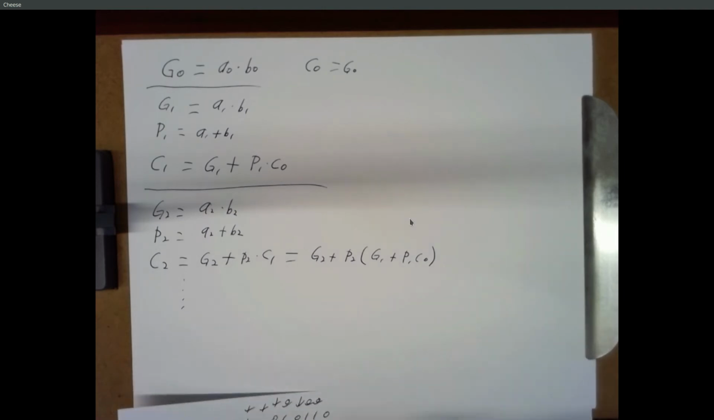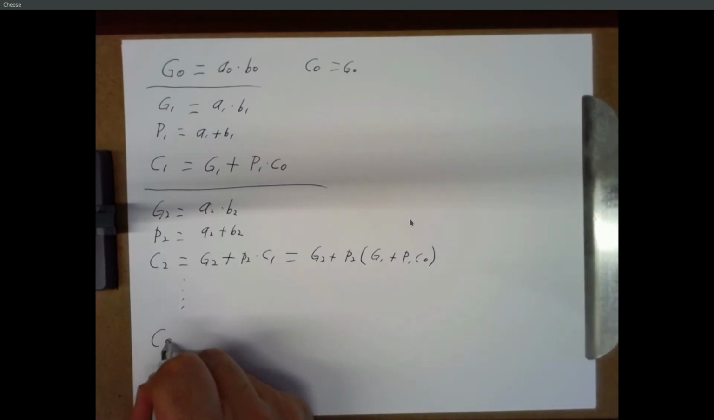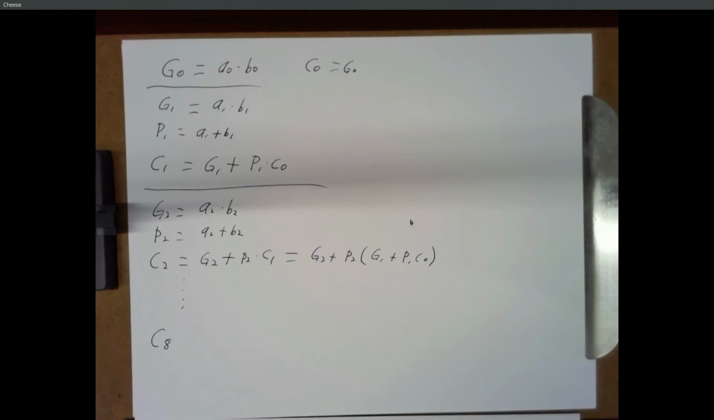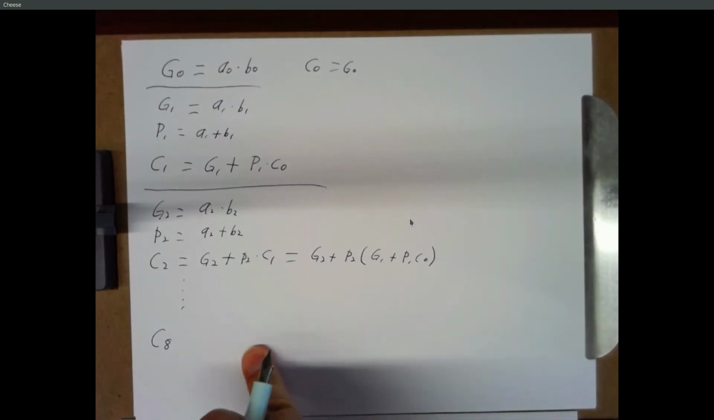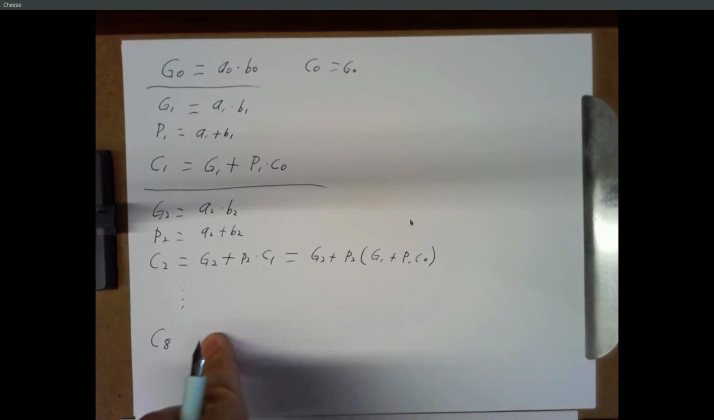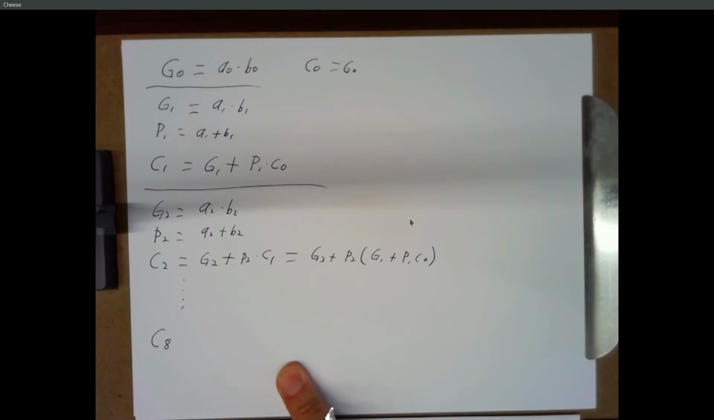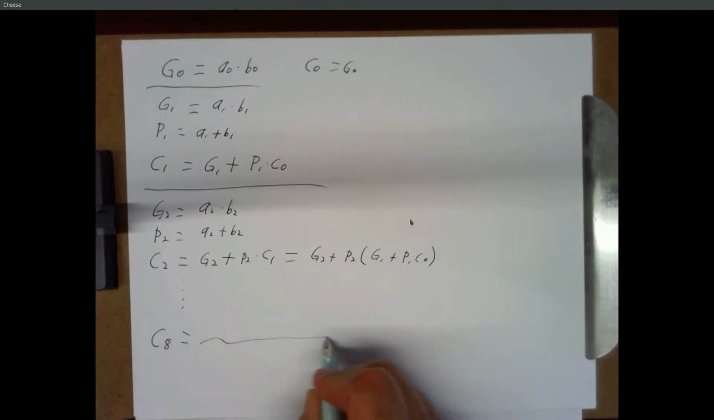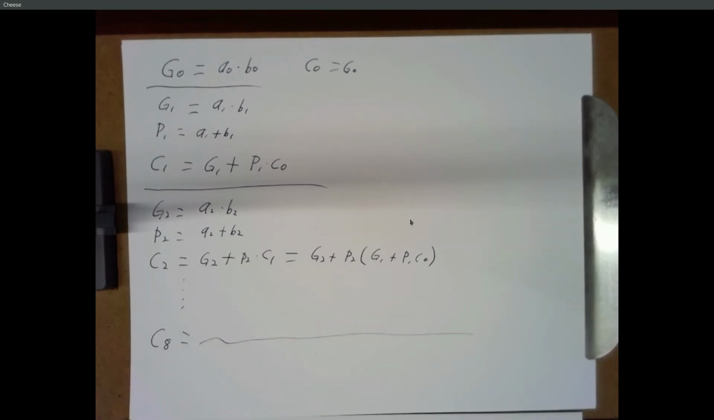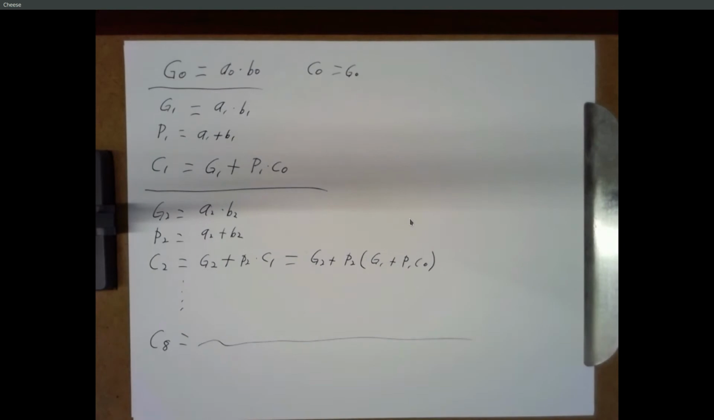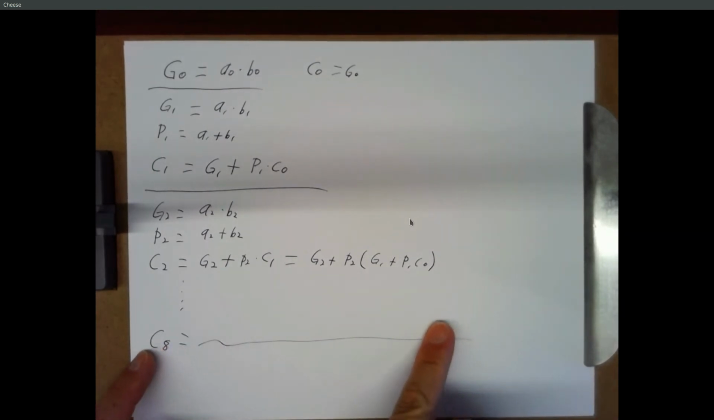And we can keep going. If we have an 8-bit adder, we can figure out what the carry out of the 8th bit is, and it's going to be G8 or P8C7. And C7 is going to be G7 or P7C6, right? And we can write a single Boolean expression for each of our carry bits. Now the logic for this is long, right? But we can write this as a single sum of products.